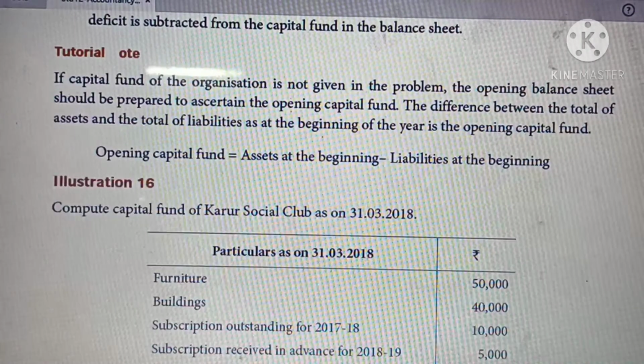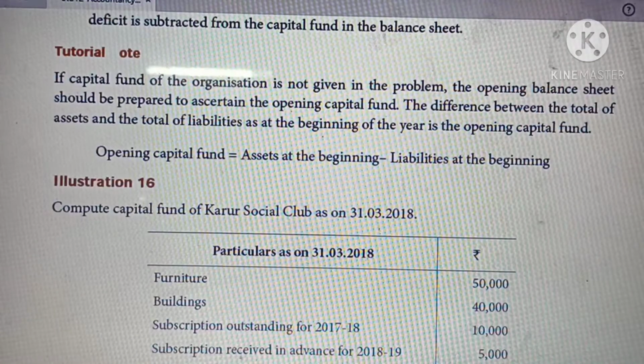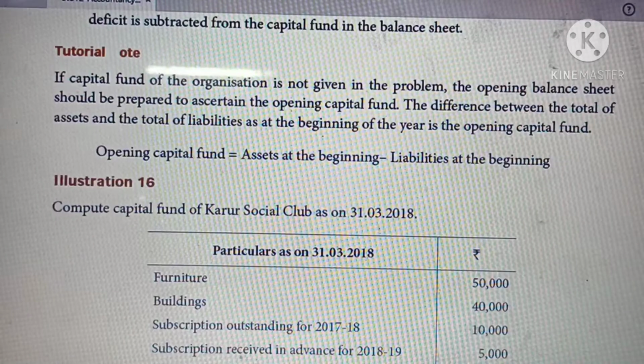Whenever you prepare an opening statement of affairs, all the opening information we have to take into consideration to find the opening capital. Likewise here, to ascertain opening capital, we have to prepare an opening balance sheet. All the opening information about capital, liabilities and assets we have to take to prepare the opening balance sheet. After preparing that, the difference between the total of assets and total of liabilities at the beginning of the year is the opening capital.